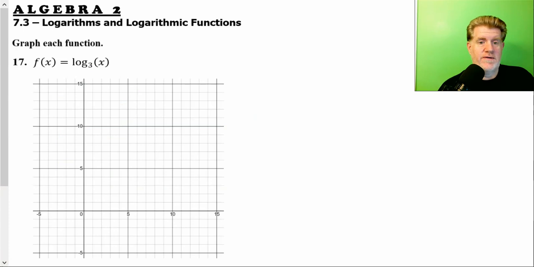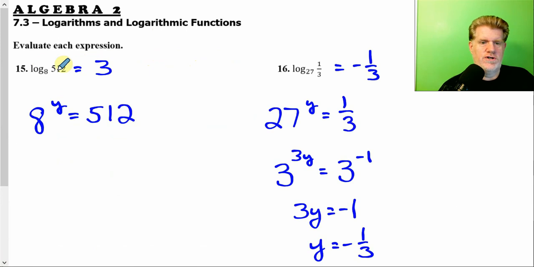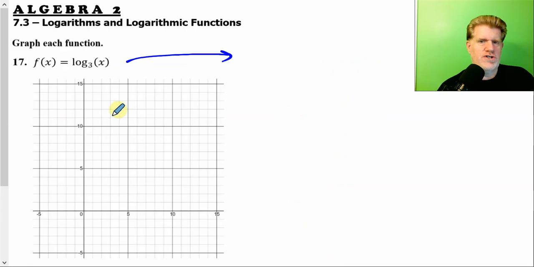So what I mean by that is what we've been doing the whole time is we've been taking these things and making them into exponential functions. Okay? We turned this into 8 to the y equals 512 and solved it. We turned this into 27 to the y equals 1/3 and solved it. So what could I turn this into? My base is 3. F of x, another name for f of x is y. And the number I'm trying to obtain is x. So do you see how these two are related to each other? It's really the same thing I have rewritten.